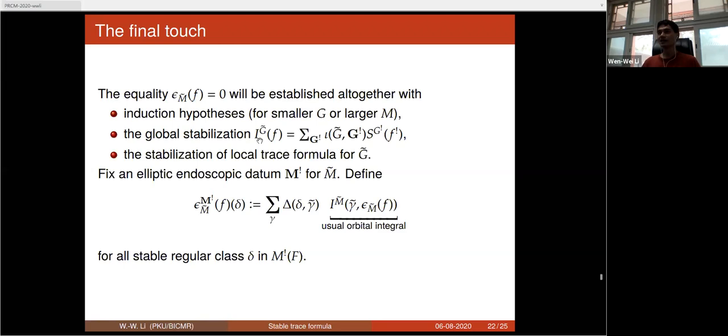And along the way, we also prove the global stabilization, but for some special test functions only. And we also stabilize the local trace formula for G tilde. And after this, we can get the global stabilization for any F. So here the F is the global F, not the local F.